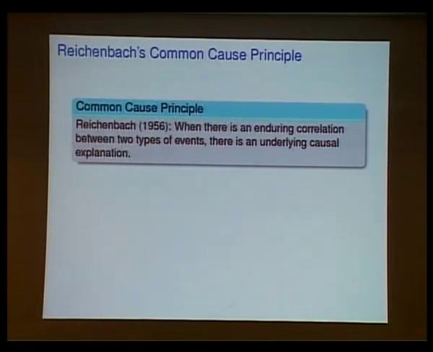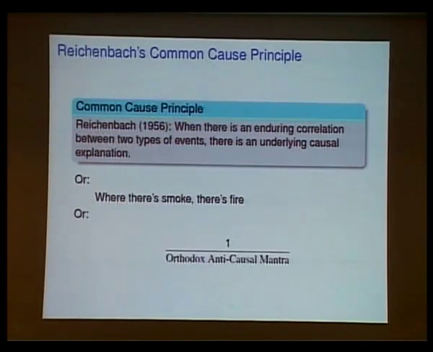But I go with Hans Reichenbach. He said, effectively, this is my paraphrase, when there is an enduring correlation between two types of events, then there is an underlying causal explanation. This does not mean that there's a naive causal explanation which says the two events are directly causally related. That's what it doesn't mean. What it does mean is that there's a causal network which relates the two and explains the correlation. Another way of putting it is, where there's smoke, there's fire, informally, or the orthodox statisticians have it exactly backwards.